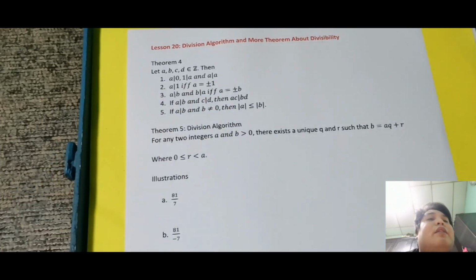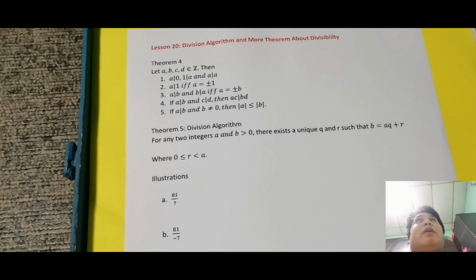Okay, then number 4, if A divides B and C divides D, then yung product nila, so that AC divides BD. So, mas madali yan, I think, mas may kita. Then number 5, if A divides B and B is non-zero, then absolute value of A is less than or equal to absolute value of B. So, imagine mo na lang ano itsura nung mga property na yan o ng theorem na yan.